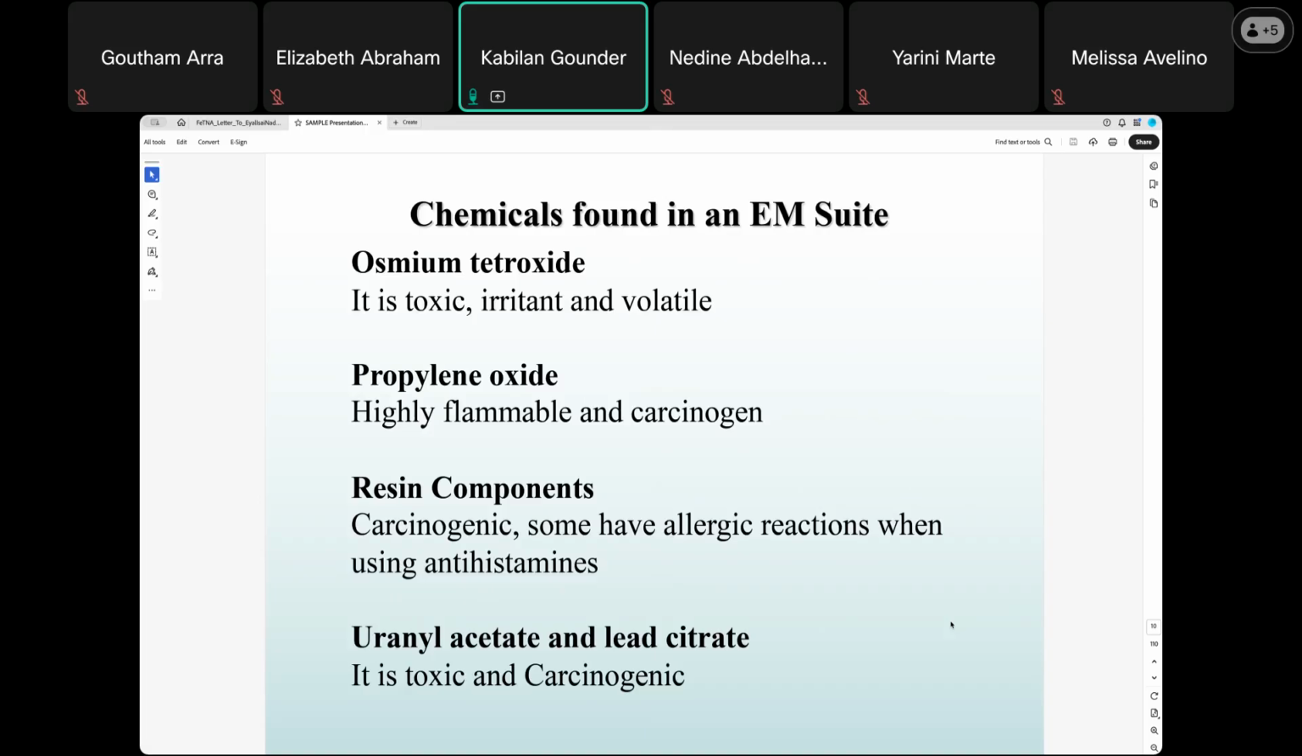Other chemicals commonly used are uranyl acetate and lead citrate in electron microscopy, which are also toxic. Usually we should dissolve the uranyl acetate in ethanol or acetone, so that when it spills on the skin, it is easily absorbed by the skin, and that will be harmful to humans or animals. So we have to be very careful with the handling of these chemicals.